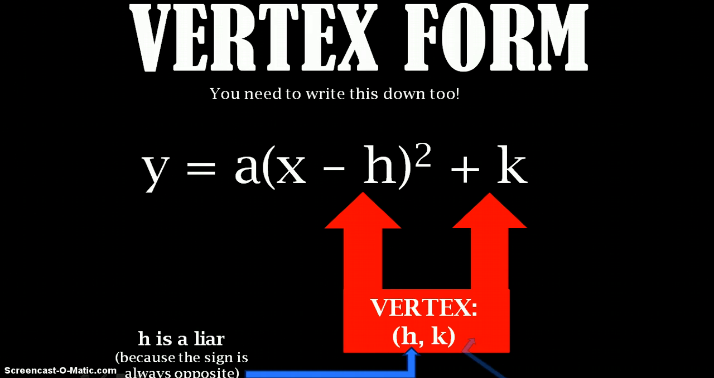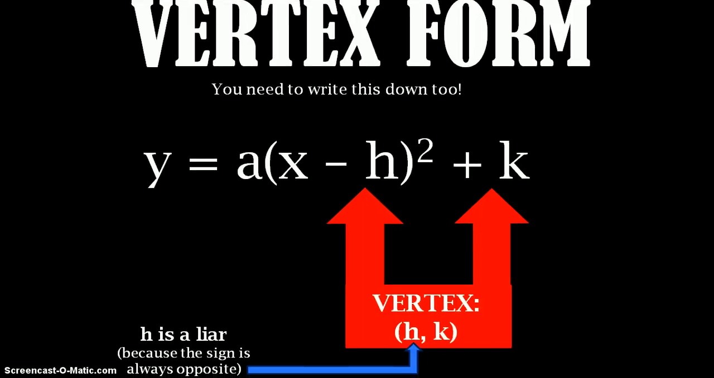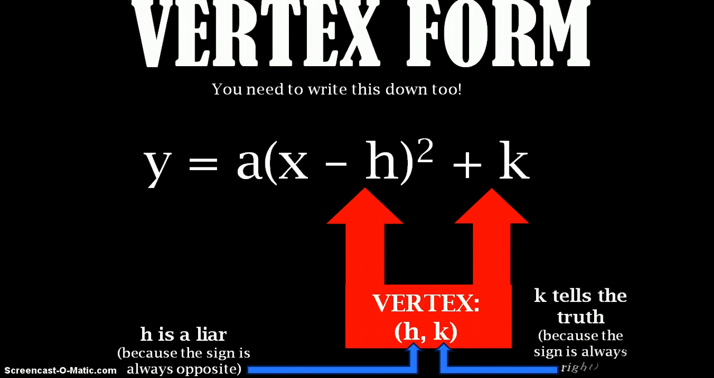The h, remember, is always a liar because it's always the opposite of whatever it says. So we always say h is a liar because whatever it says up here, it's always the opposite in the equation or in the vertex. And then we're going to say k tells the truth because k's value is always the same as it is in the equation. So it's a positive k, so it's going to be a positive k down here. So h is a liar, k tells the truth. That's just a little way to help you remember that h is not telling the truth. H is a liar.